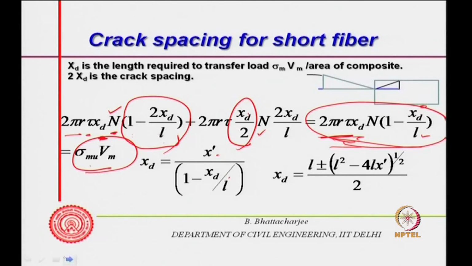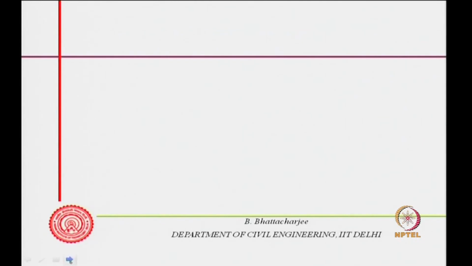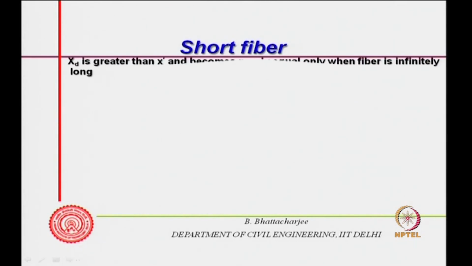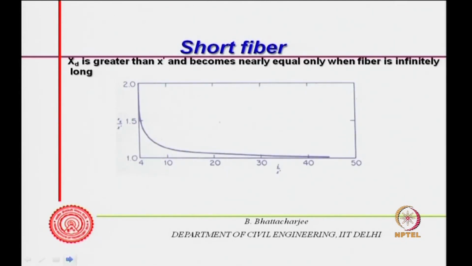So, it is a quadratic equation, and x dash can be obtained in this manner, where L is the length of fiber, x dash is for a line fiber, and you can obtain it in this manner. So, if you plot L by d against x d by x dash, you will get a curve like this.